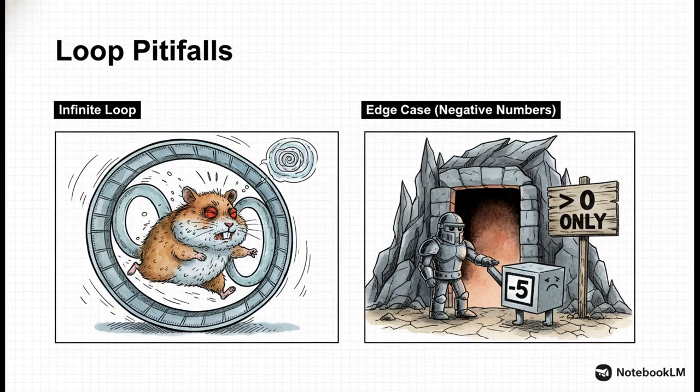Two big warnings here. First, if you forget to update your variable inside the loop, like if we forgot to chop the number down, you'll create an infinite loop, and your program will just freeze. Second, a condition like while num greater than 0 is great, but it's not going to work for negative numbers, is it? You always have to think about these weird edge cases and handle them first.